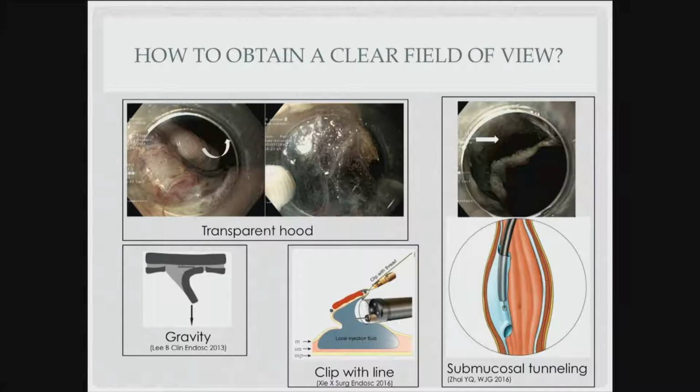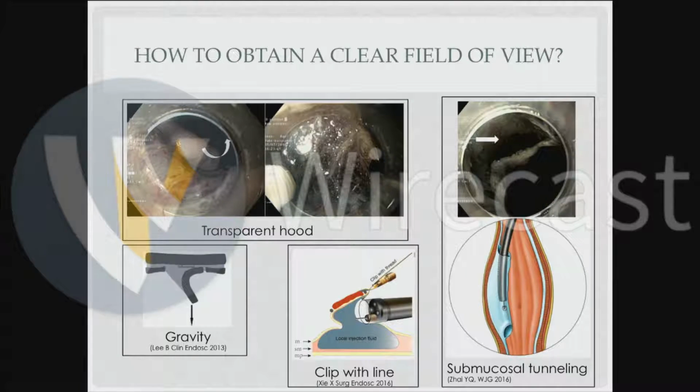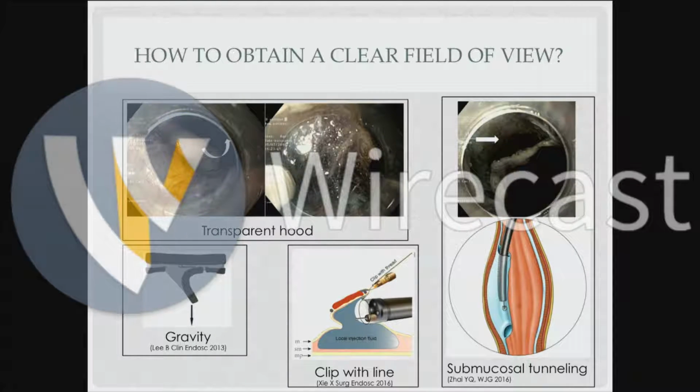You can use different techniques, and we will use these techniques during the lab session. The clip line or the clip snare to traction the lesion and to better expose the fibers. And you can, of course, like here in this image on the right, do submucosal tunneling in the esophagus.